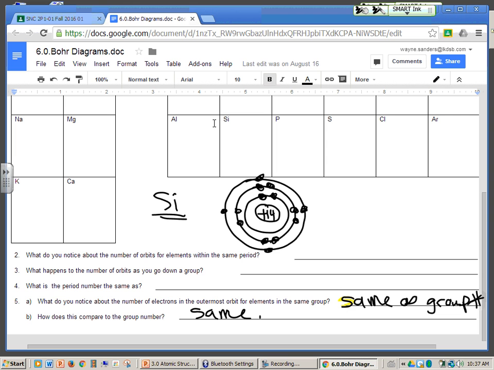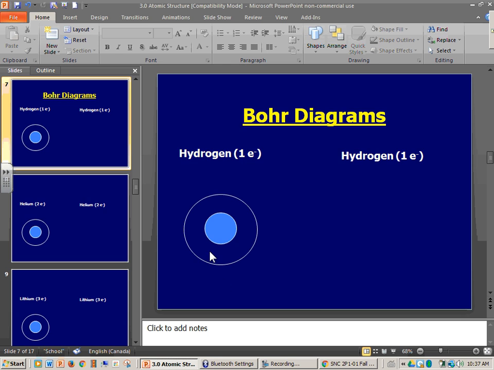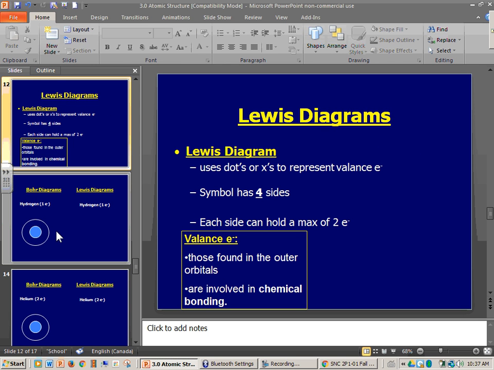Okay. Let us now exit this for now, and I'm going to go back to my note, and we've done the Bohr diagrams, and I now want to talk a little bit about Lewis diagrams. Just to finish off today, we're going to talk about Lewis diagrams.